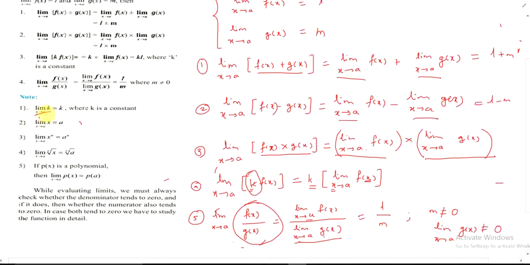So let us see here. The limit as x tends to a of k is equal to k. Why? I have told you, if there is no x, then the limit does not affect that value, and k does not contain x, it is a constant, therefore the limit does not affect k. So applying the limit, again we get k, the same answer.